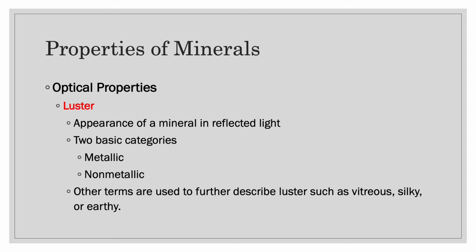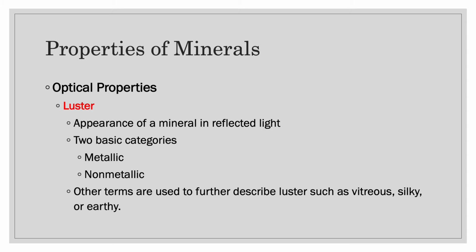One category of physical properties of minerals is optical properties, or properties that you can see just by observation. One of these optical properties is known as luster. Luster is the appearance of a mineral in reflected light. And there are two basic large categories of luster: metallic and non-metallic. As you might have guessed, most minerals that have a metallic luster are metals, and most that have a non-metallic luster are not.